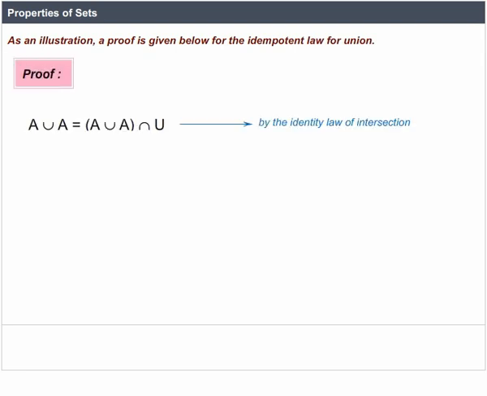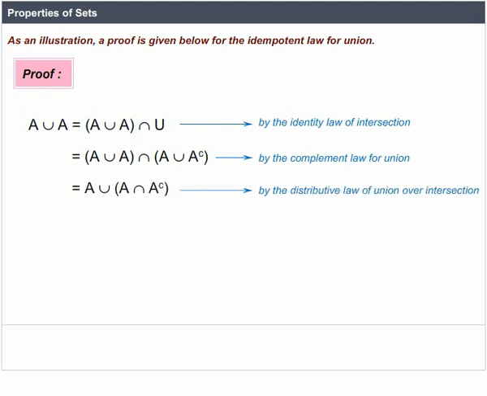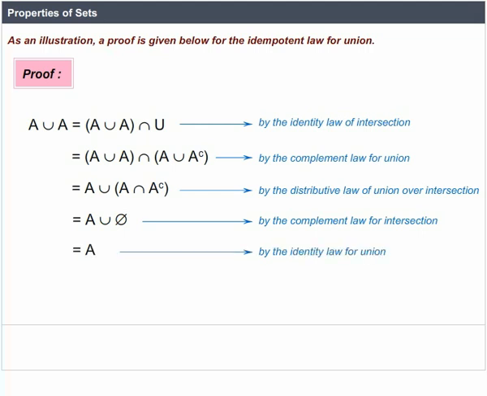A union A equals A union (A intersection universal set) by the identity law of intersection, equals A union (A intersection A complement) by the complement law for union, equals (A union A) intersection (A union A complement) by the distributive law of union over intersection, equals A union empty set by the complement law for intersection, equals A by the identity law for union.